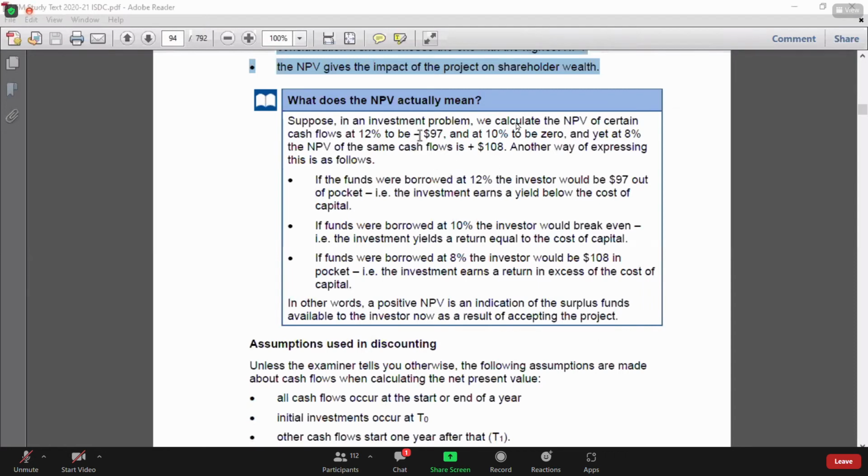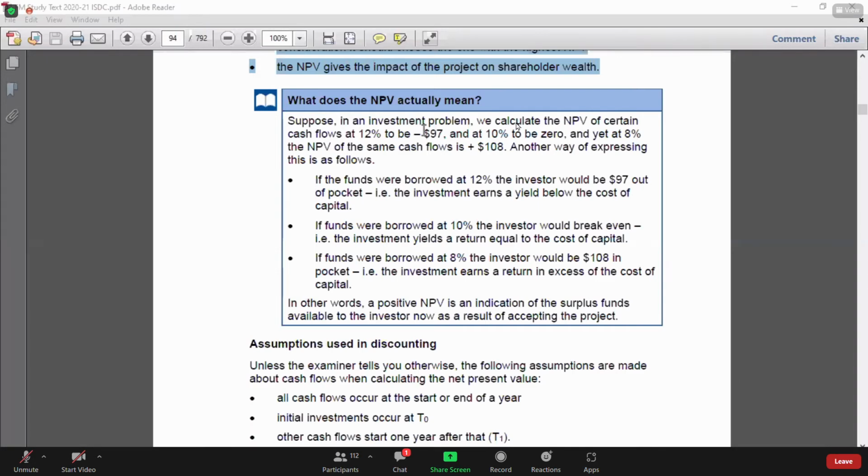So here there is an explanation given for this. Suppose in an investment problem, we calculate the NPV of certain cash flows at 12% to be minus 97, at 10% to be 0, and at 8% the NPV of the same cash flows is 108. Just try to understand this.